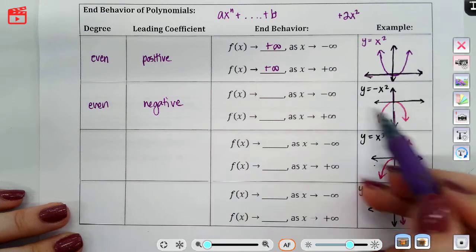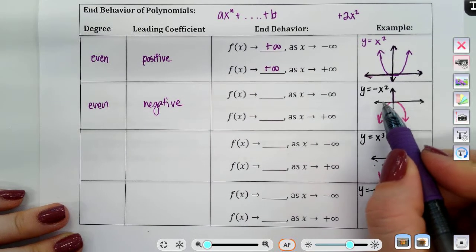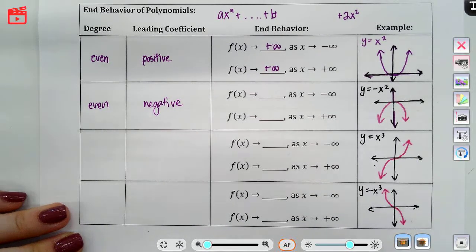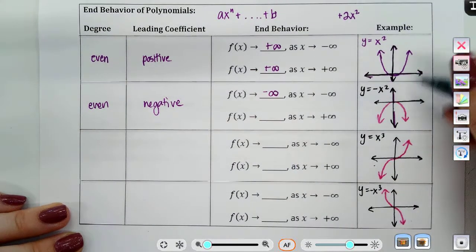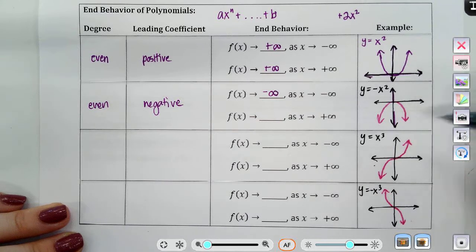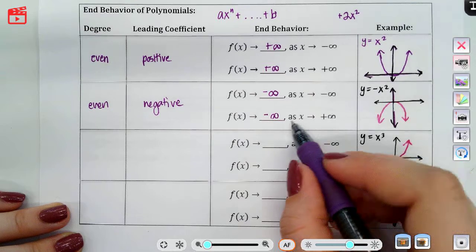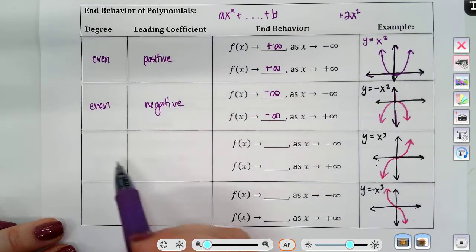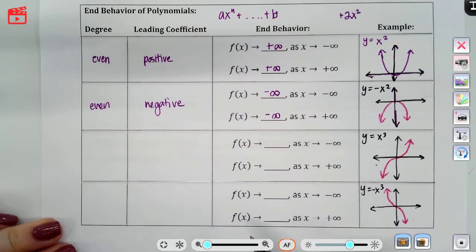So what happens here? Well, we can look at our graph to get an example. As our x values are getting smaller and smaller, our y values also get smaller and smaller. So they head towards negative infinity. Let's look at this other side. As our x values are getting larger and larger, our y values are getting smaller and smaller. So f of x heads towards negative infinity as x approaches positive infinity. Go ahead and see if you can fill out the last two parts here using the examples.